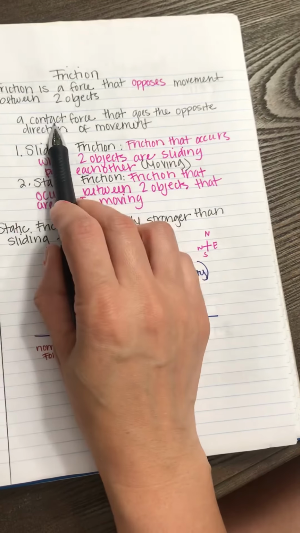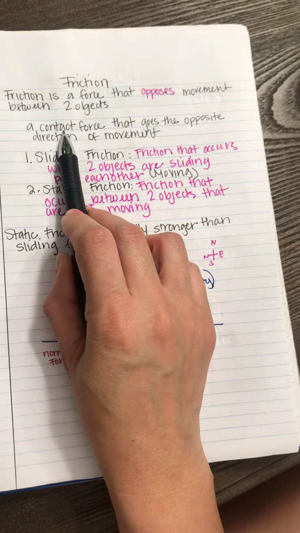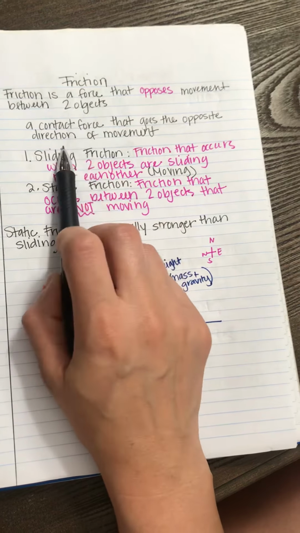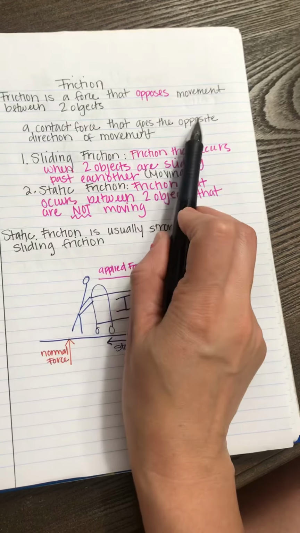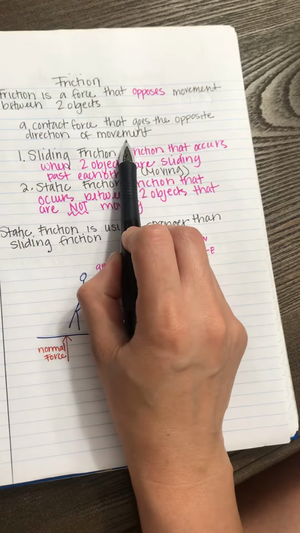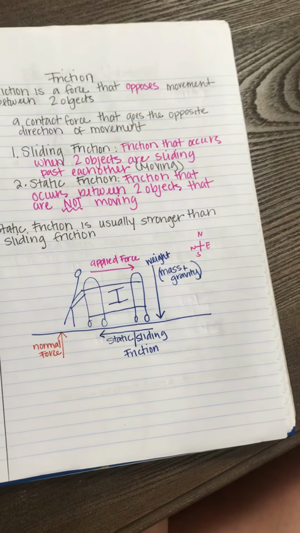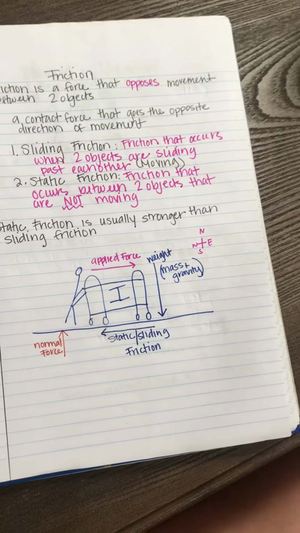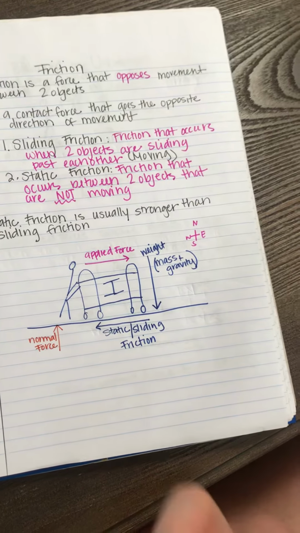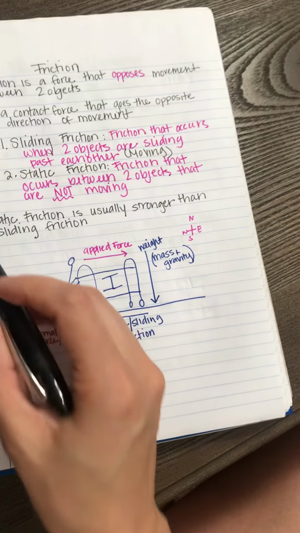Friction is also a contact force because two objects need to be touching each other for friction to act. And this contact force, again, goes opposite direction of movement. It's the reason why right now, as you're sitting in your chair, you're not sliding off, okay? It has grip and it's somewhat holding on to you.